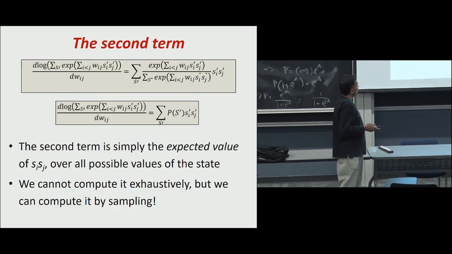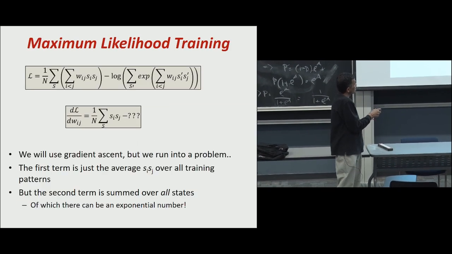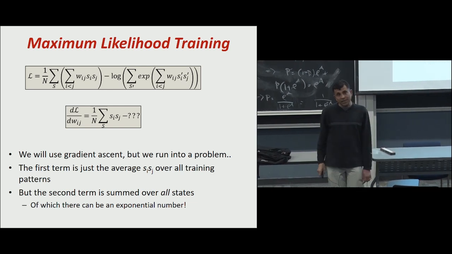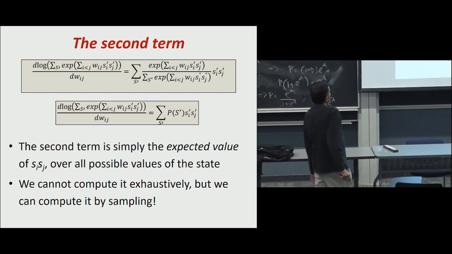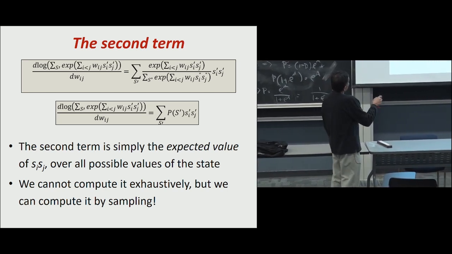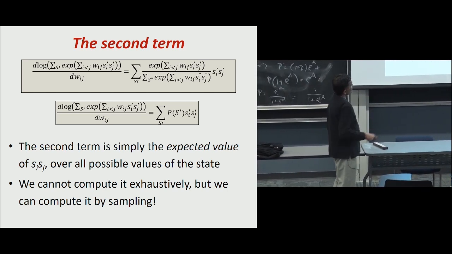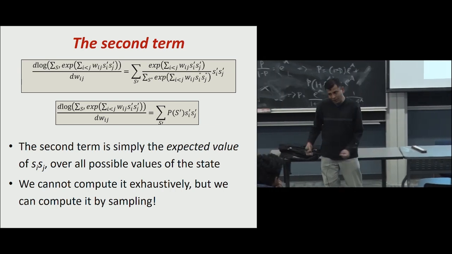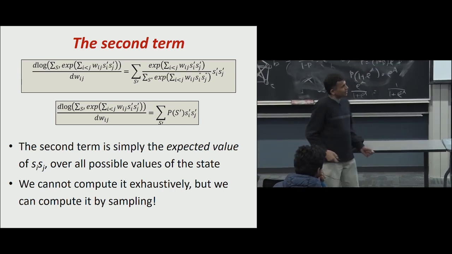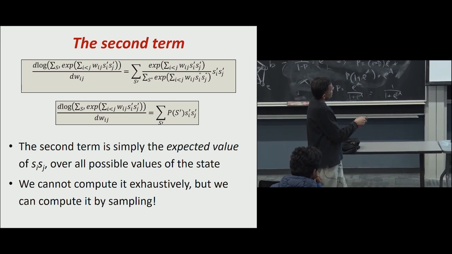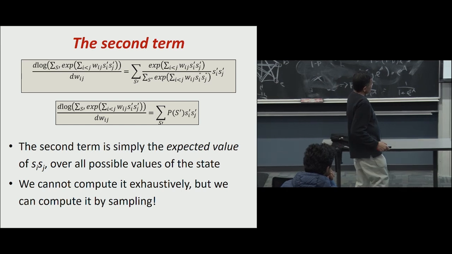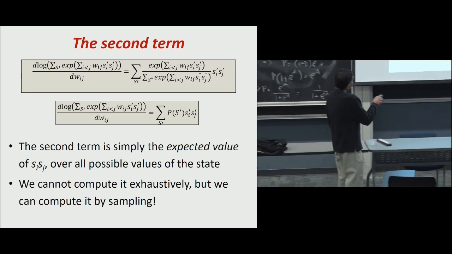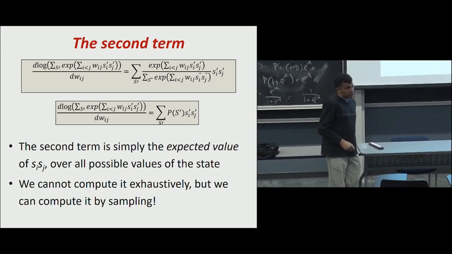The more complicated one is the second term. What is the derivative of the second term with respect to the weight? So the derivative of the log of the sum of the exponent of the sum of the weighted products. The first thing, this term itself is going to end up in the denominator, right? Then for any specific weight, the summation over all states of course is going to stay.